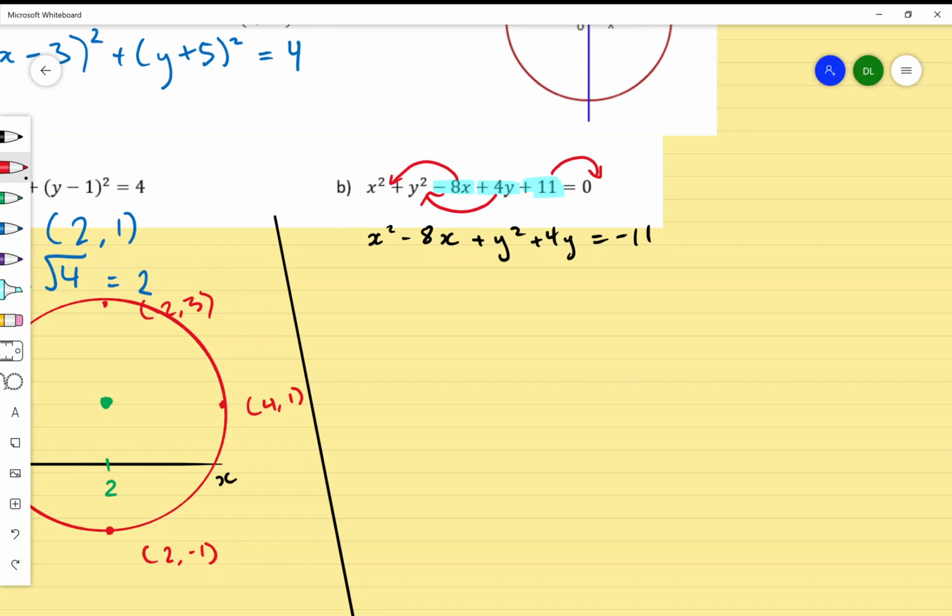Now from there, and I apologize in advance for those of you that completely hate this method, you're going to have to complete the square. So to complete the square, remember, we use the formula. So I'm going to go ahead and do that. If you need to go back and watch the videos for that, please do so.